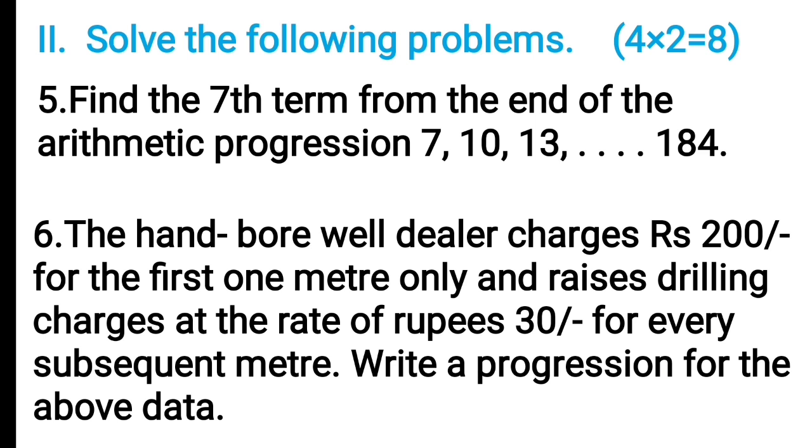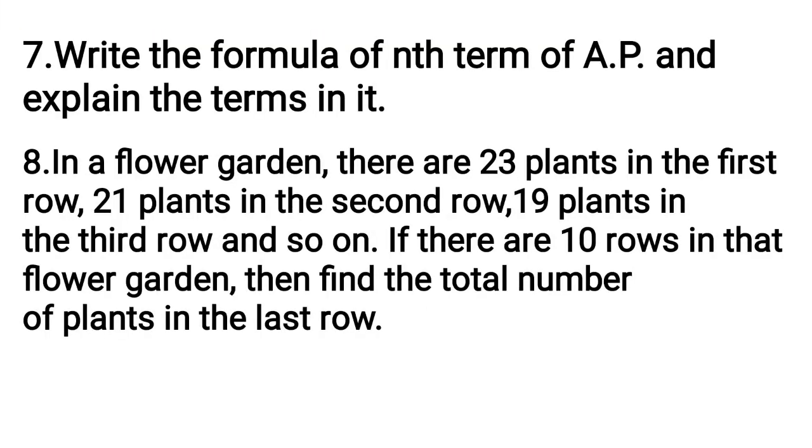Next, sixth question: the hand bore well dealer charges 200 rupees for the first 1 meter only and raises drilling charges at the rate of 30 rupees for every subsequent meter. Write a progression for the above data and verify whether the list of numbers forms an AP or not. Next, seventh question: write the formula of the nth term of an AP and explain the terms in it.